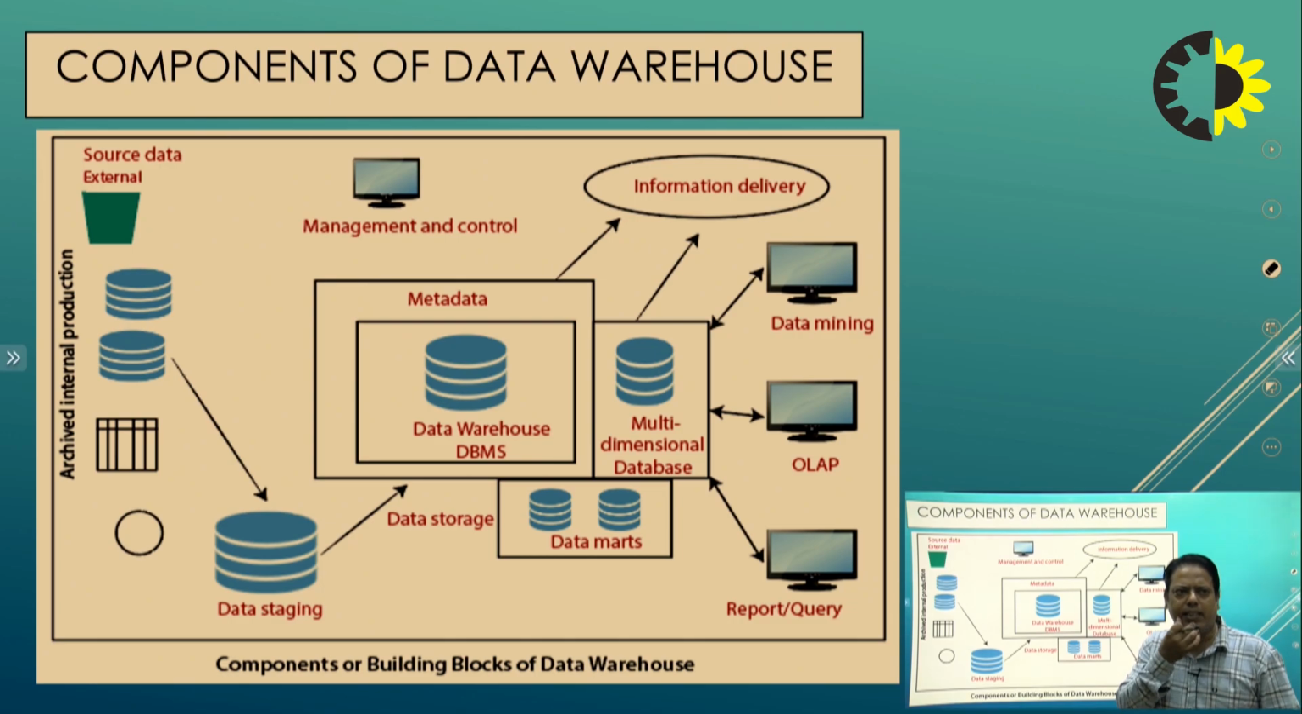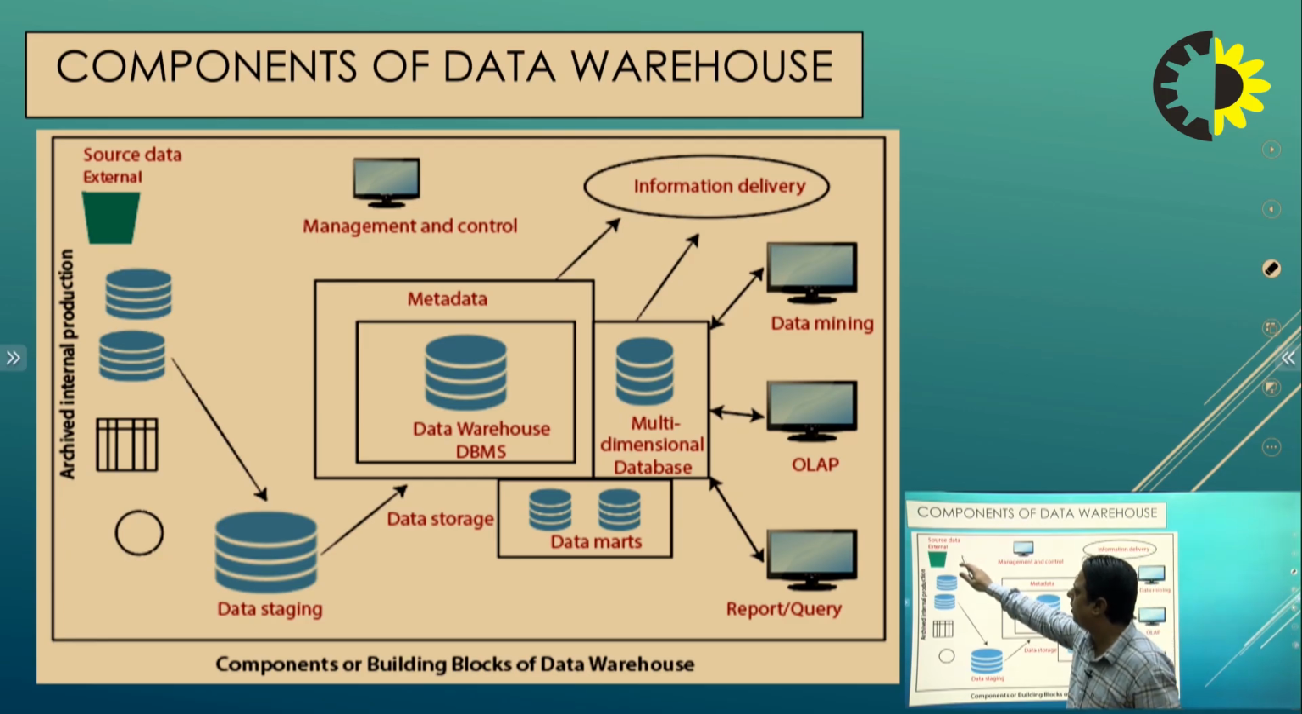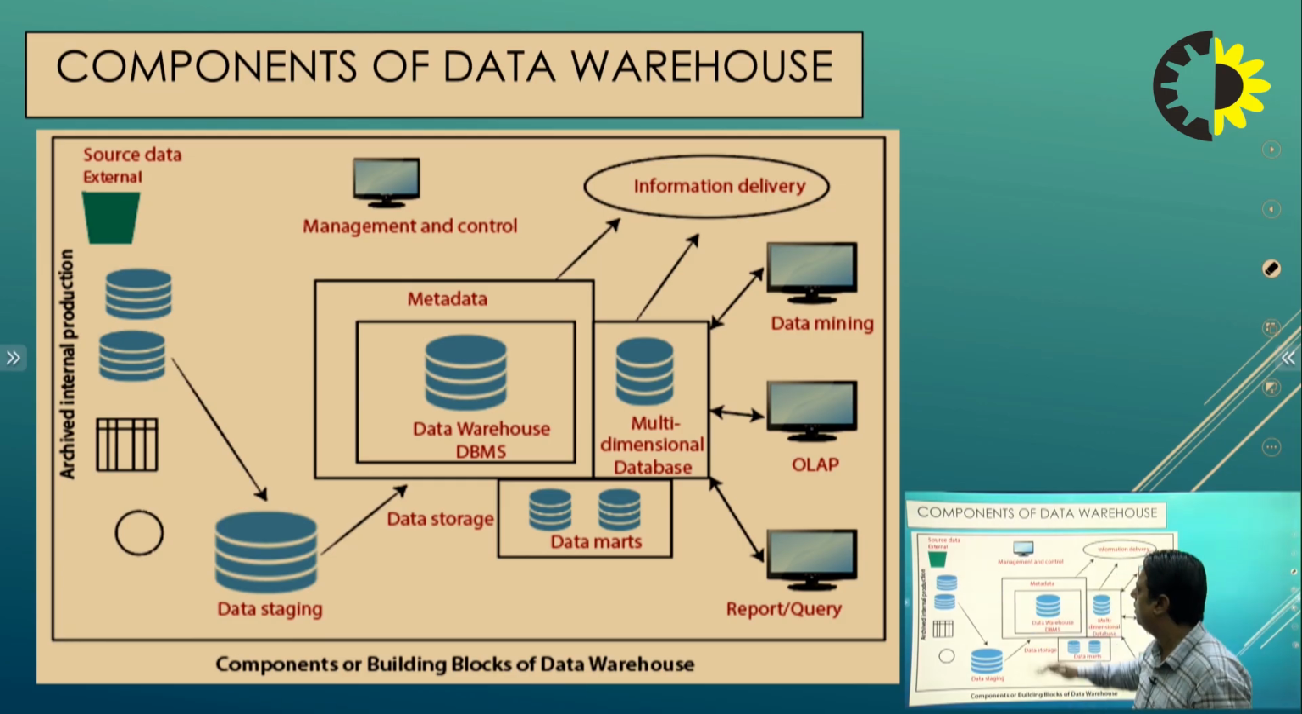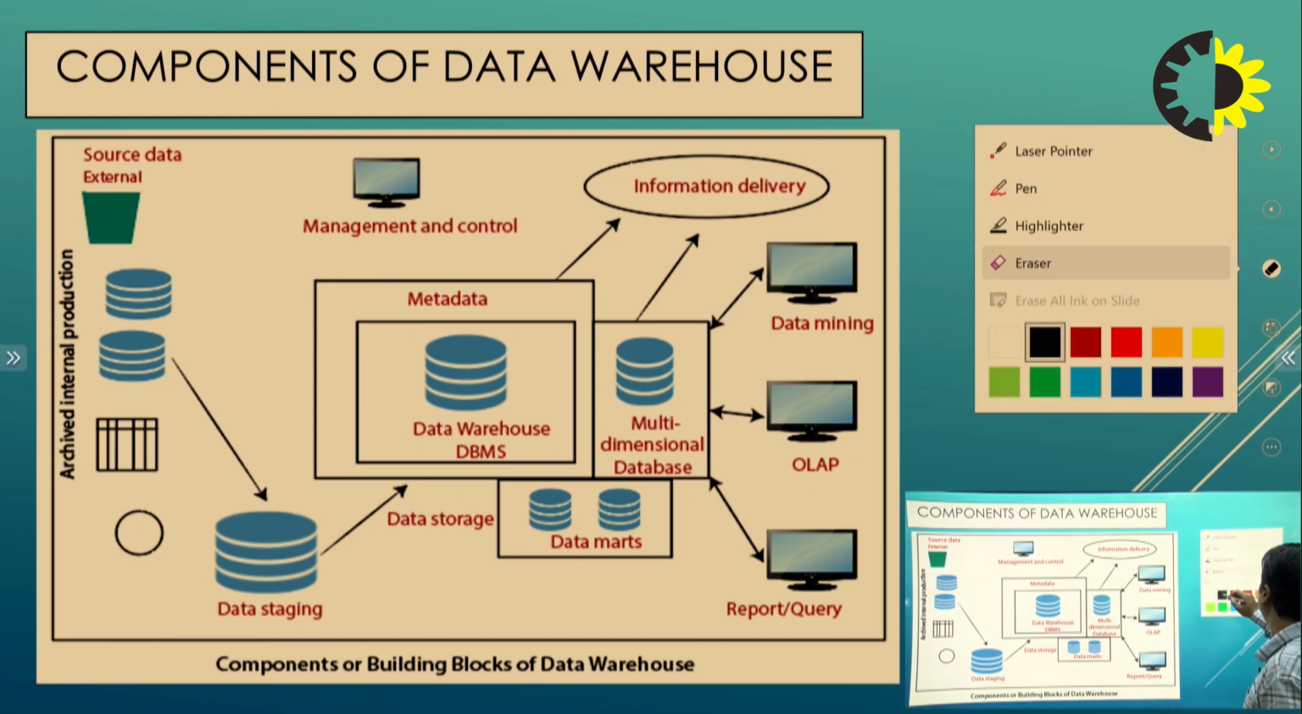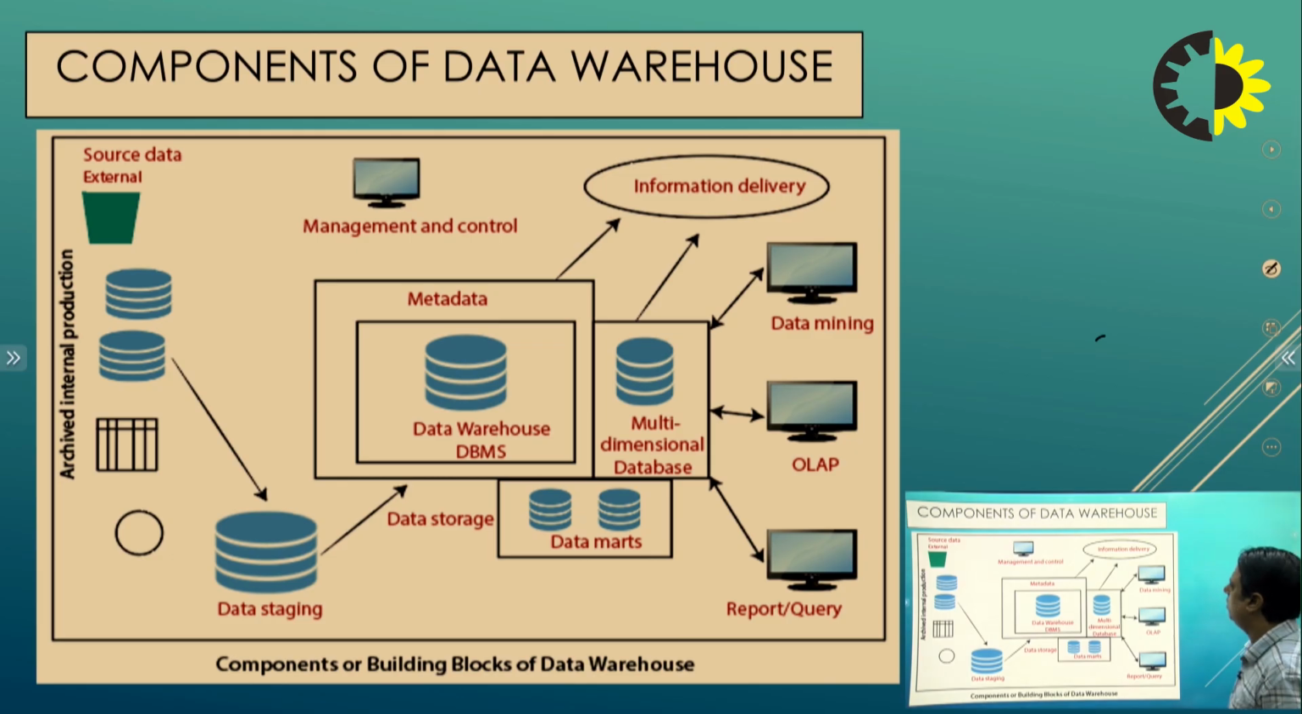Now, this is the architecture of components or building blocks of a data warehouse. Basically, it is divided into three parts. The first part is source data external. The second part is management and control. And the third part is information delivery.